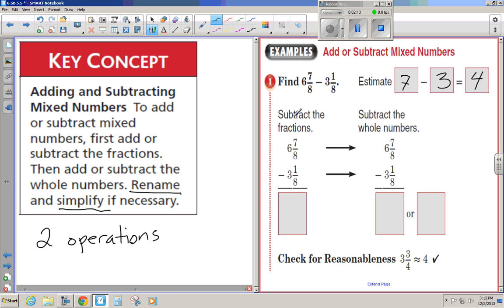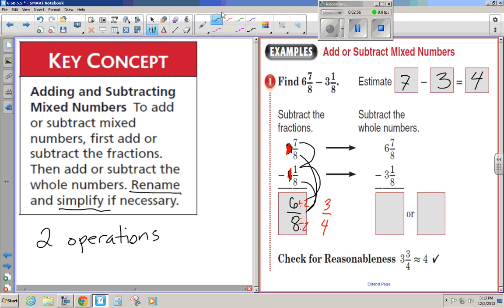All right, now subtract the fractions. So what you're doing is you're forgetting about the whole numbers. 7/8 minus 1/8. Well, 7 minus 1 is 6, and the denominator stays the same. All right, well, 6/8 is divisible. Both of them are divisible by a factor of 2, which gives us 3/4. So that was subtracting the fractions. We completely ignore the whole numbers that were once there.